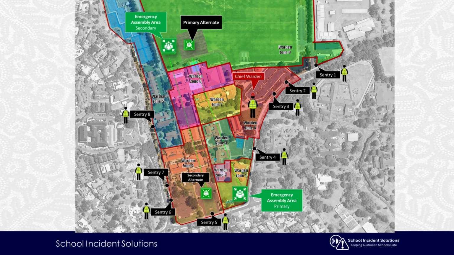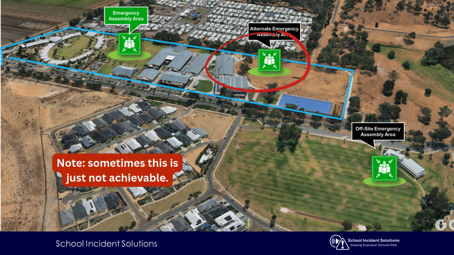within the school grounds. The school should identify an alternate assembly area, preferably still within the school grounds. This location should not be visible from the primary assembly area, ensuring appropriate separation and distancing between the two sites.